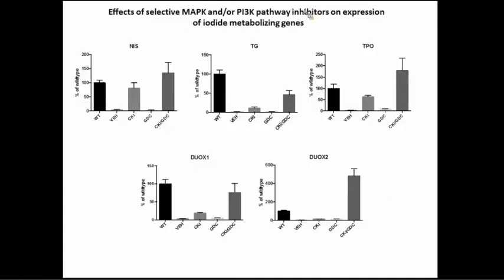So the question is, well, had we really changed the expression of these two genes? And the answer is that you did. So again, with the sodium iodide importer, you beautifully restore it with the Chugai compound. The PI3 kinase does nothing, maybe a little bit better with a combination. This is thyroglobulin, this is thyroperoxidase. This is the dual oxidases that are not restored by MAP kinase inhibition, but when you use the combination, you get very nice restoration.